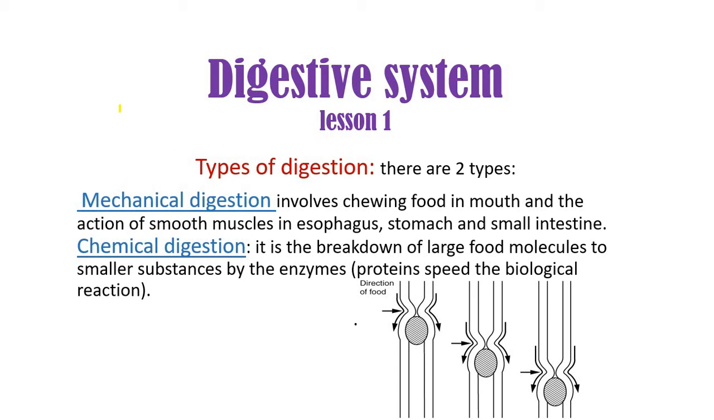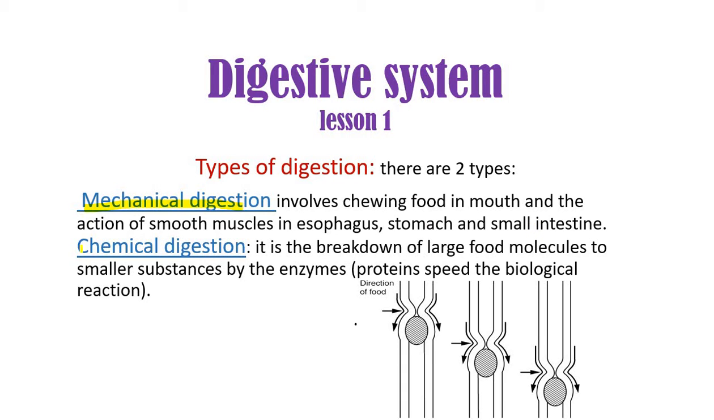Before getting into the structure of the digestive system, there are two types of digestion. First, there is mechanical digestion. From the name mechanical, it's related to motion, so it will involve chewing food in the mouth and the action of smooth muscles in the esophagus, stomach, and small intestine.